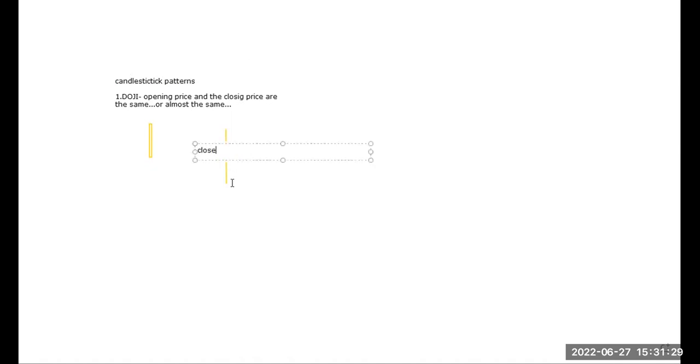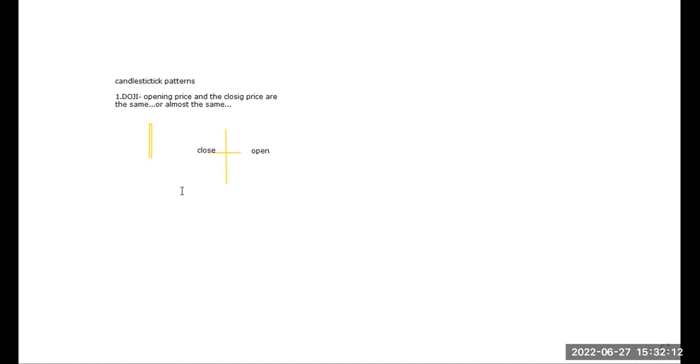So we have the same open and close of price at nearly the same level or at the same level. This particular type of candlestick illustrates that neither the buyers nor the sellers have gained control in the market, because price opened and closed at the same level. So that candlestick is a representation of neither the buyers nor the sellers. It means none of them is in control.